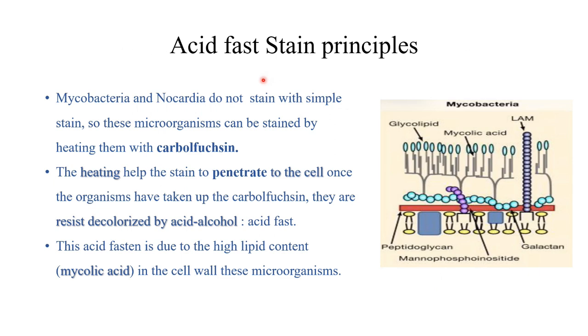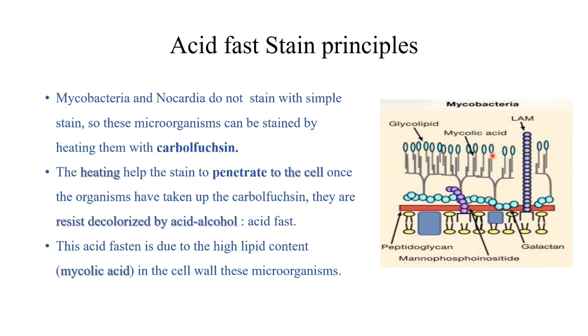Acid-fast stain principle. Mycobacteria and Nocardia do not stain with simple stain, so these organisms can be stained by heating them with carbol fuchsin. The heating helps the stain to penetrate the cells. Once the organisms have taken up the carbol fuchsin, they resist decolorization by acid alcohol, that is sulfuric acid. That is why they are called acid-fast bacteria. This acid fastness is due to the high lipid content, mycolic acid, in the cell wall of these organisms.